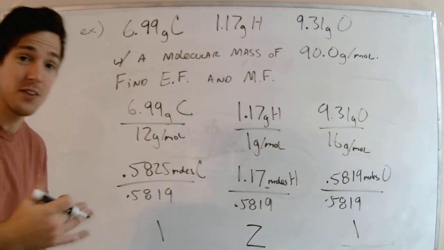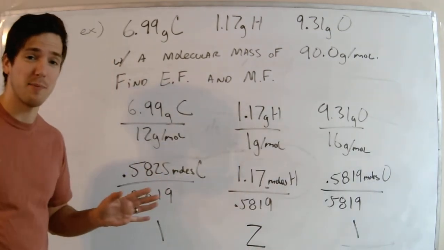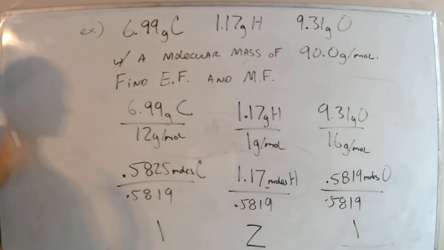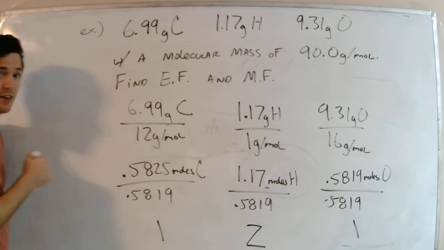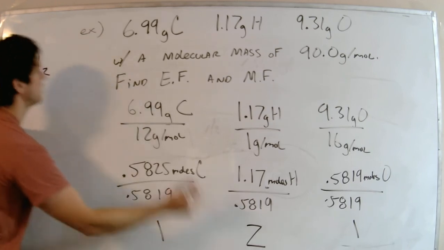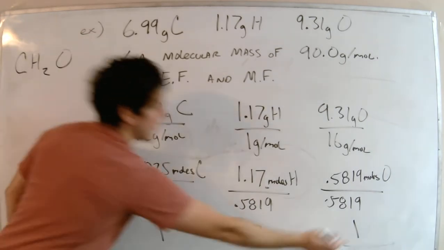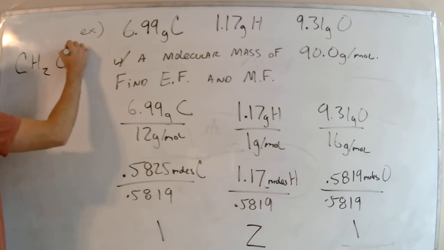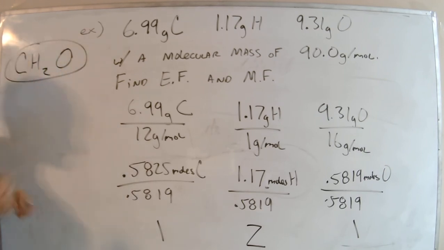Okay? All these are whole numbers. I don't have to multiply by 2 because they're all whole. I could skip step 4. So my empirical formula, my most simplified formula, is C1H2O1. So there is my empirical formula. I got part 1 done.